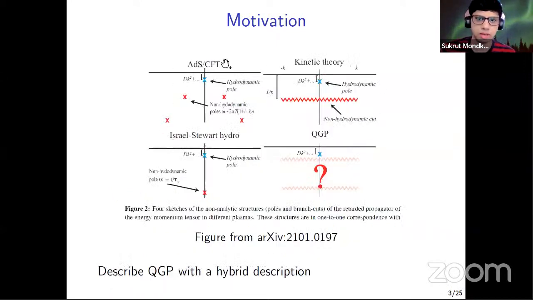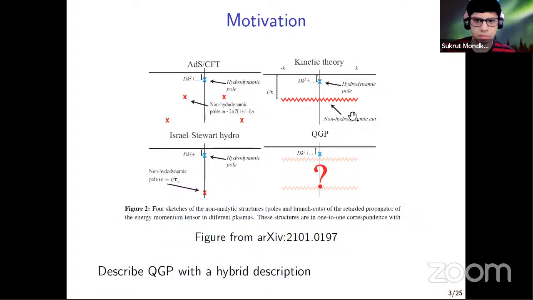These are the plots of the poles or singularities of the retarded propagator in such different effective theories. All of these effective theories share the same hydrodynamic pole, the blue cross, whereas the non-hydrodynamic singularities are different in different effective theories. For example, AdS/CFT has these modes arranged in a Christmas tree structure. Kinetic theory has a branch cut which corresponds to localized quasi-particles. Israel-Stewart hydrodynamics has one non-hydrodynamic pole on the negative imaginary axis, and so on.